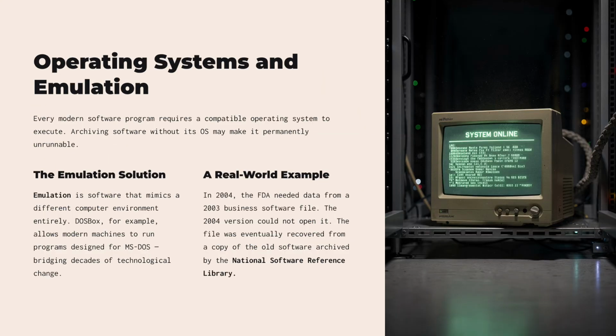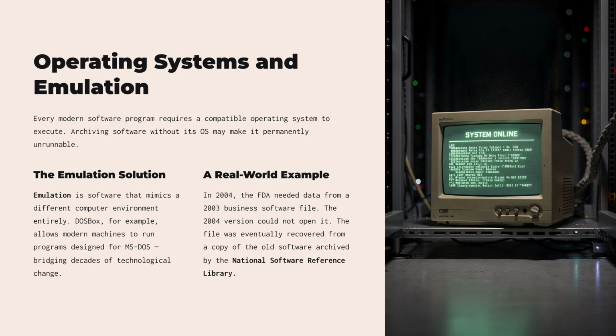Every piece of modern software requires an operating system to run. The operating system coordinates the program's instructions with the actual hardware of the computer. Archive the software without its OS, and you may have an object you cannot use. This gets complicated quickly when you consider how many operating systems have come and gone. We think of operating systems today as a fairly small set: Windows, macOS, Linux, Android, iOS. But computing history is full of operating systems that were once widely used and are now completely gone. If your archive holds software designed for one of those systems, you have a problem.